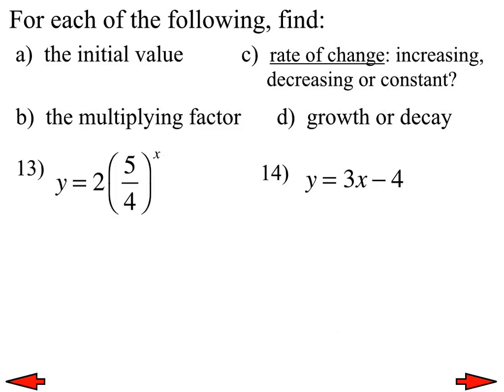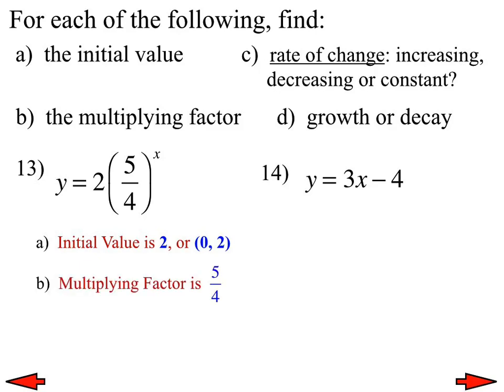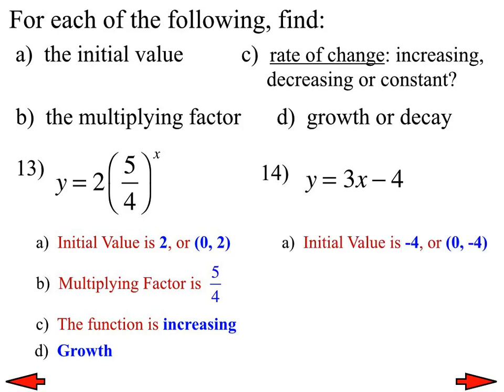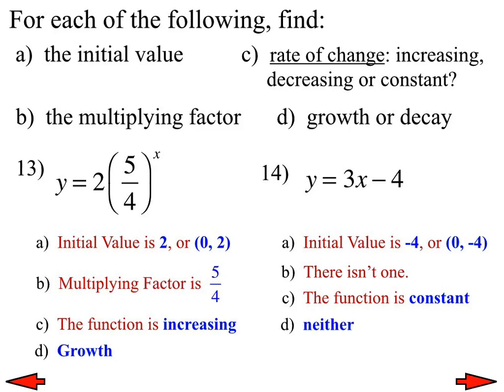Last two problems for today. Go ahead and do the same thing with those two. 13. Initial value is 2, or (0, 2). Multiplying factor is 5/4. That is an increasing function that represents exponential growth. Number 14. The initial value, that is linear, remember, but it still has an initial value or a y-intercept of -4 or (0, -4). There is not a multiplying factor because it's linear. The function is constant, and it is neither growth nor decay.